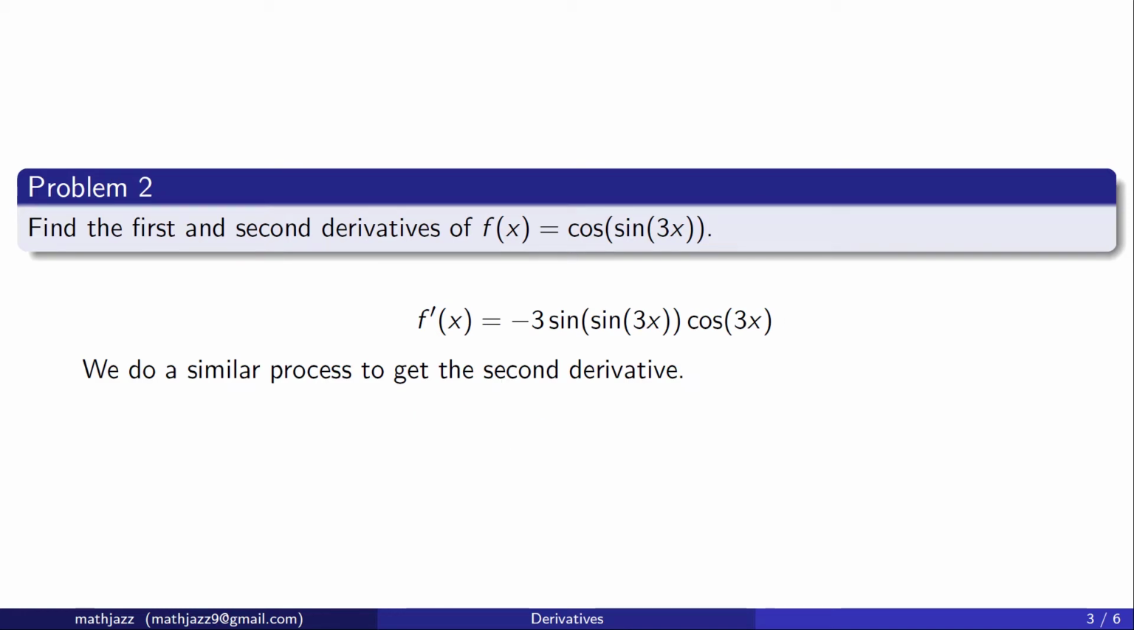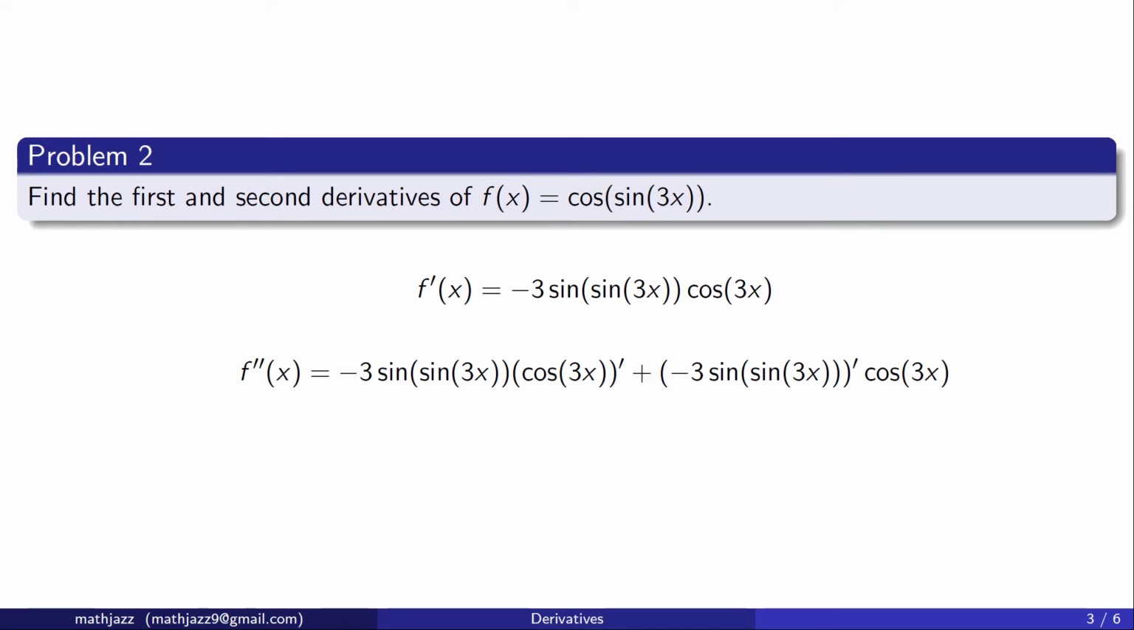Yeah, we use the product rule like so. Our first term is negative 3 sine of 3x. Our second term is cosine of 3x. And so we have our first term times the derivative of our second, plus the derivative of the first times the second. And from here, our derivatives are each chains.